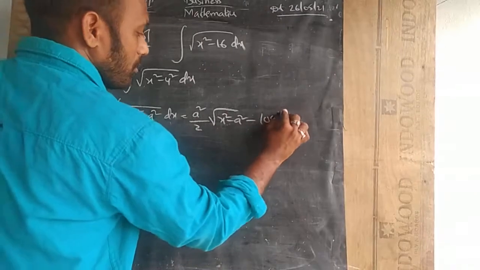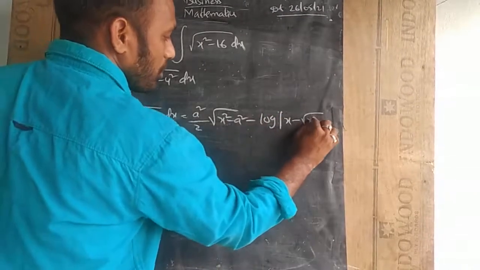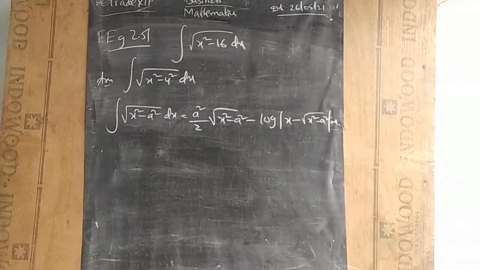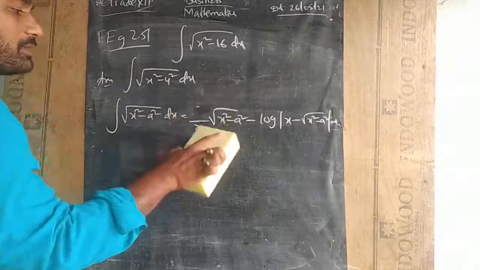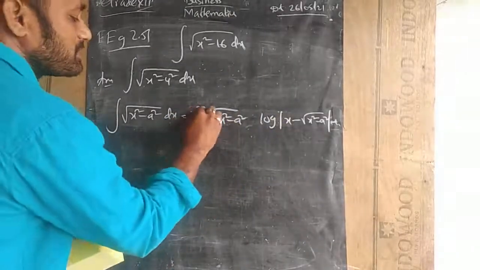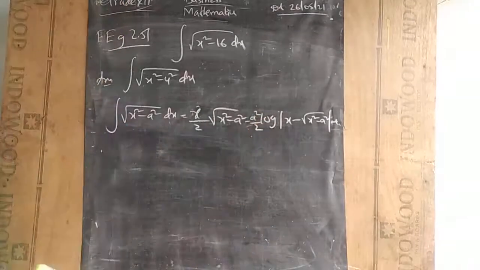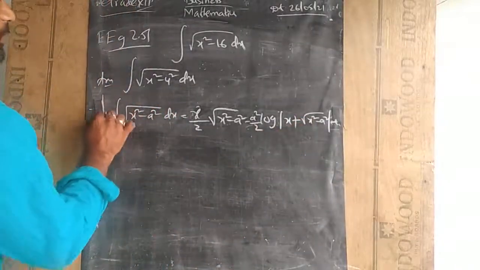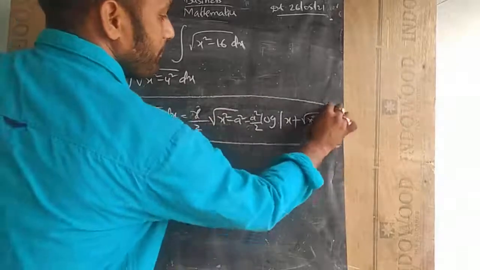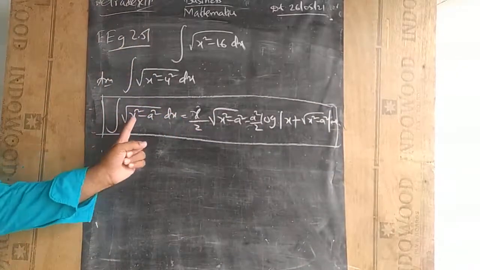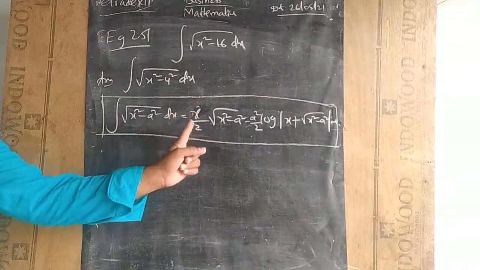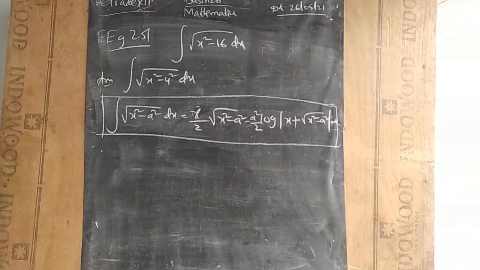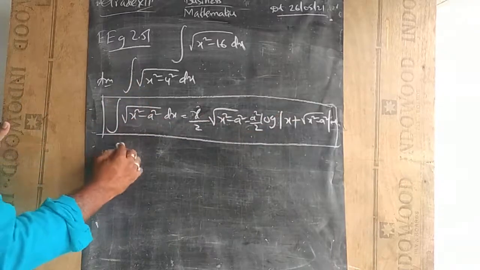x by 2 root of x square minus a square, minus a square by 2 log of x plus root of x square minus a square, plus c. Here x by 2, here a square by 2. This is the formula to be used. So the integral of root of x square minus a square dx is equal to x by 2 root of x square minus a square minus a square by 2 log of x plus root of x square minus a square plus c. Let me substitute here.